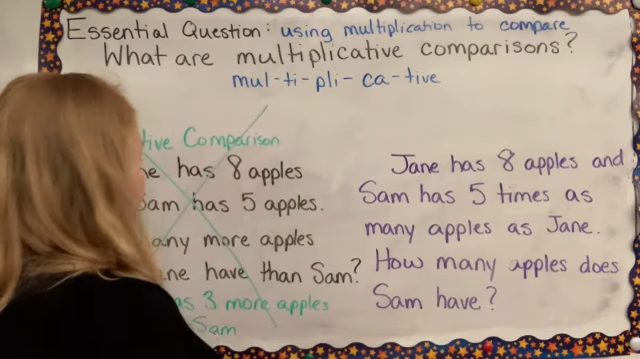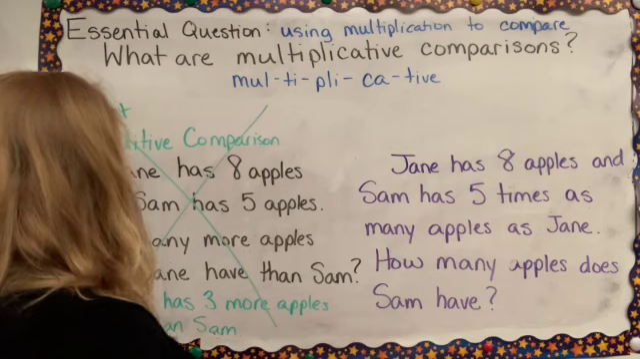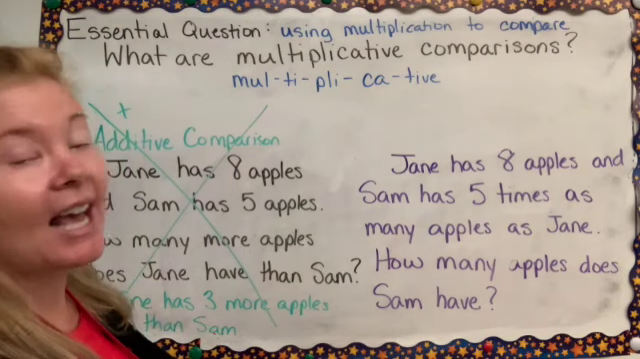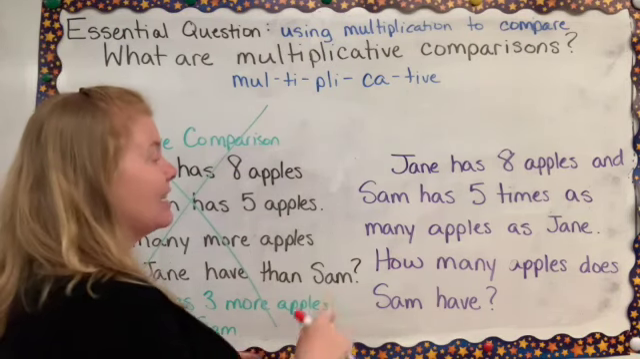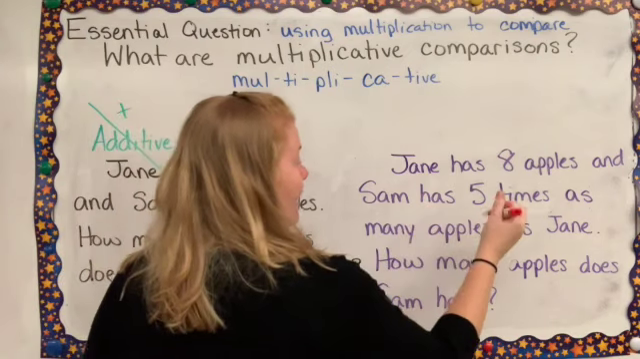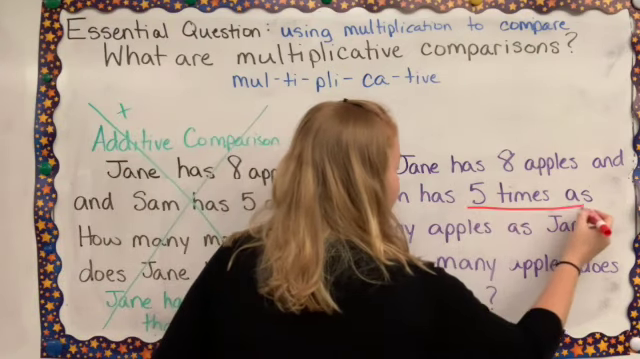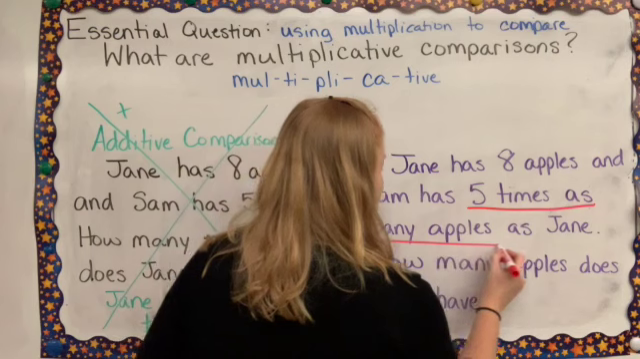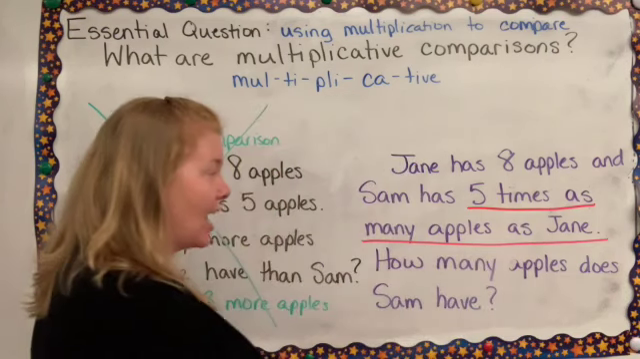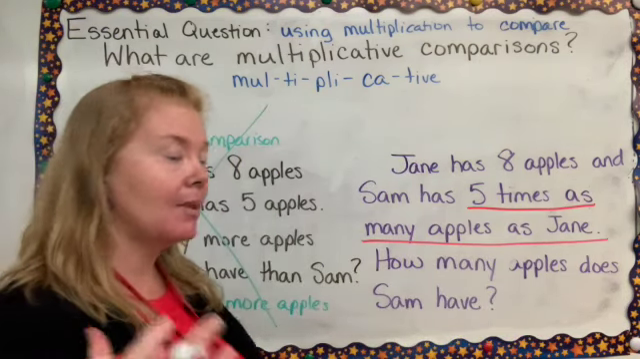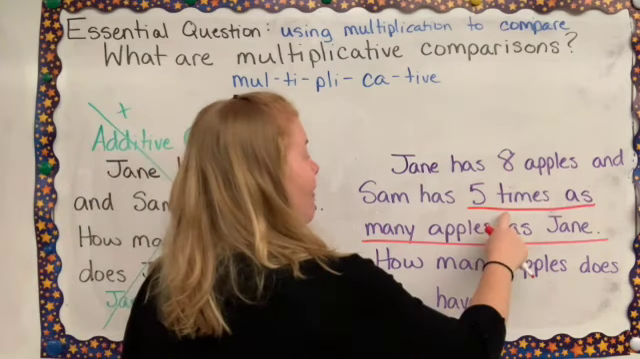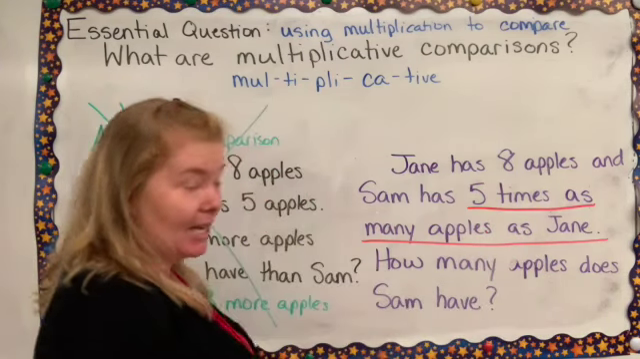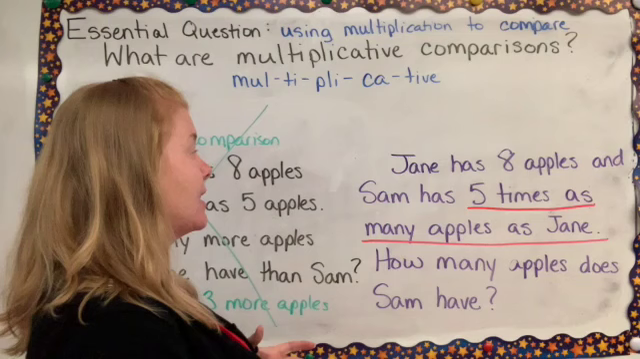So the word problem written in purple says, Jane has 8 apples and Sam has 5 times as many apples as Jane. You are going to start hearing some language in your word problems like 5 times as many. That's one of the words or one of the phrases that you are going to hear.